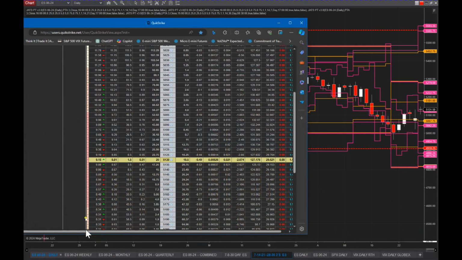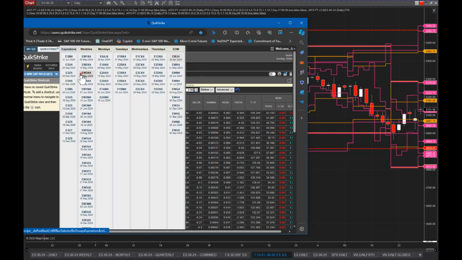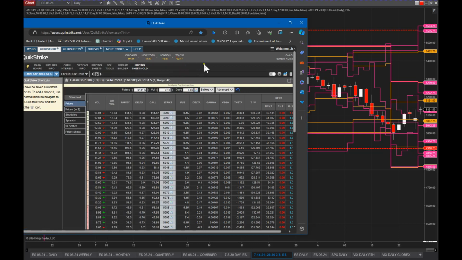Let's take a look at the pricing sheet. So this is for EWJ4. Expires Tuesday, 2.2 DTE, something like that. Right, this is showing 3.86. Let me make sure I've got it on the right. EWJ4.